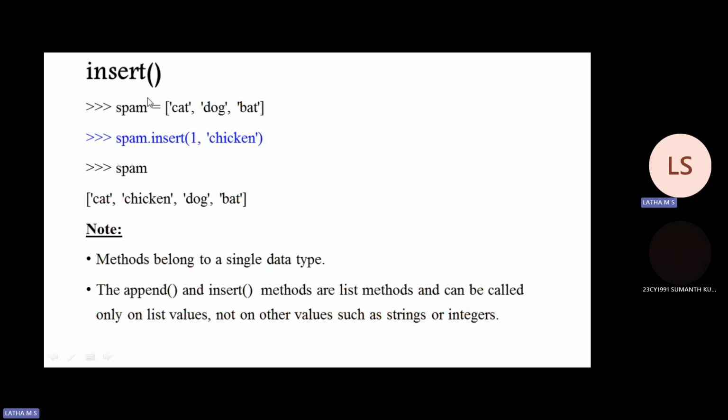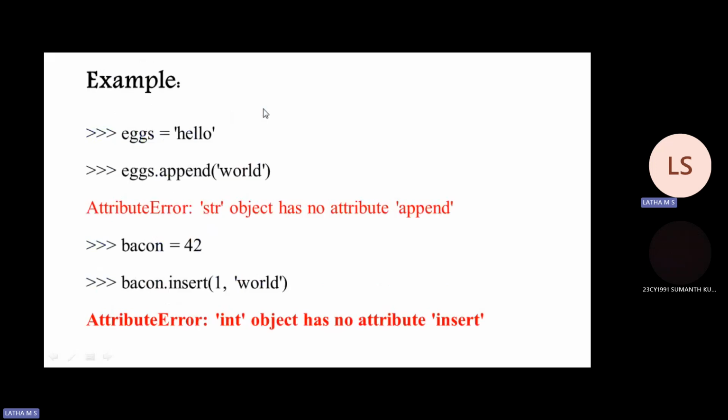In the earlier case, we had defined the list. A list is indicated with a square bracket. Only then does it work. For example, if I say background is equal to 42 and then background insert 1 comma word, it will not do it, because I have not defined the list. So where will it insert or append? It is not possible.